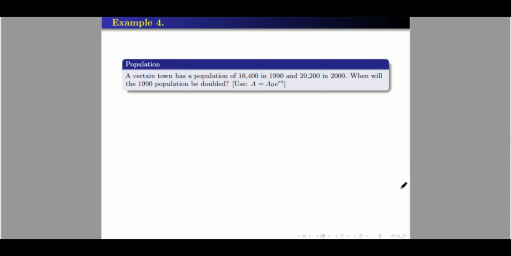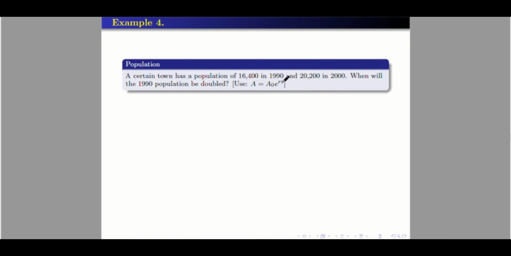Example 4. A certain town has a population of 16,400 in 1990 and 20,200 in 2000. When will the 1990 population be doubled? We are asked to use this formula or model. Take note that in the given, we do not have the value of r. So r is another constant, just like the k from the previous example. So that is our first step: we need to find the value of r.